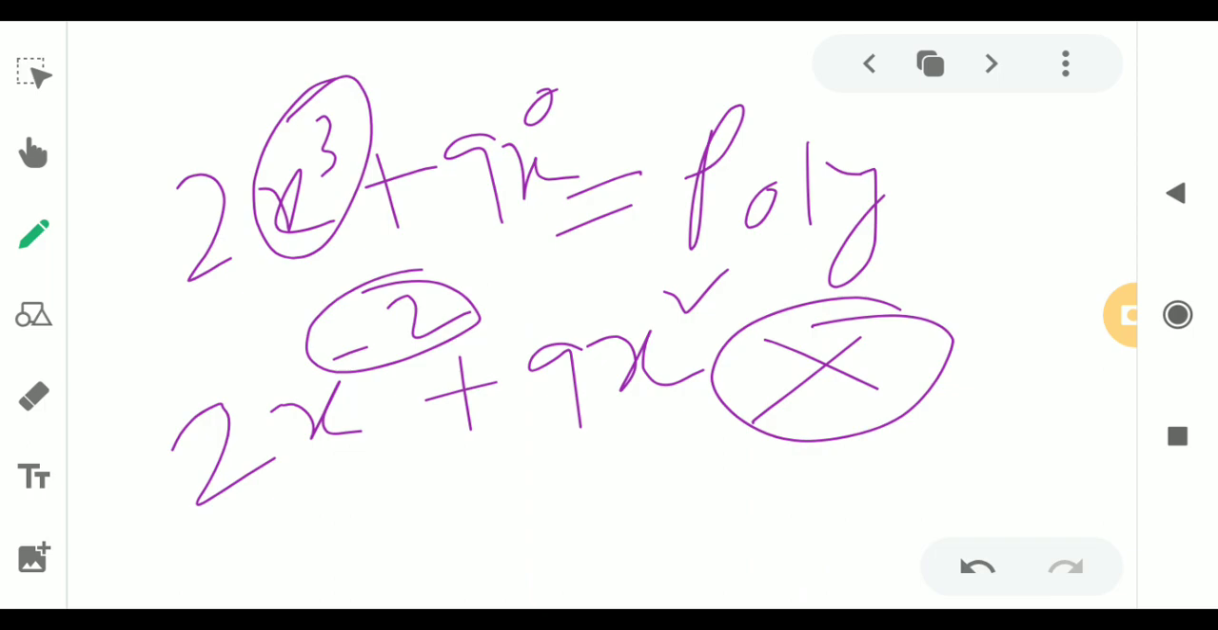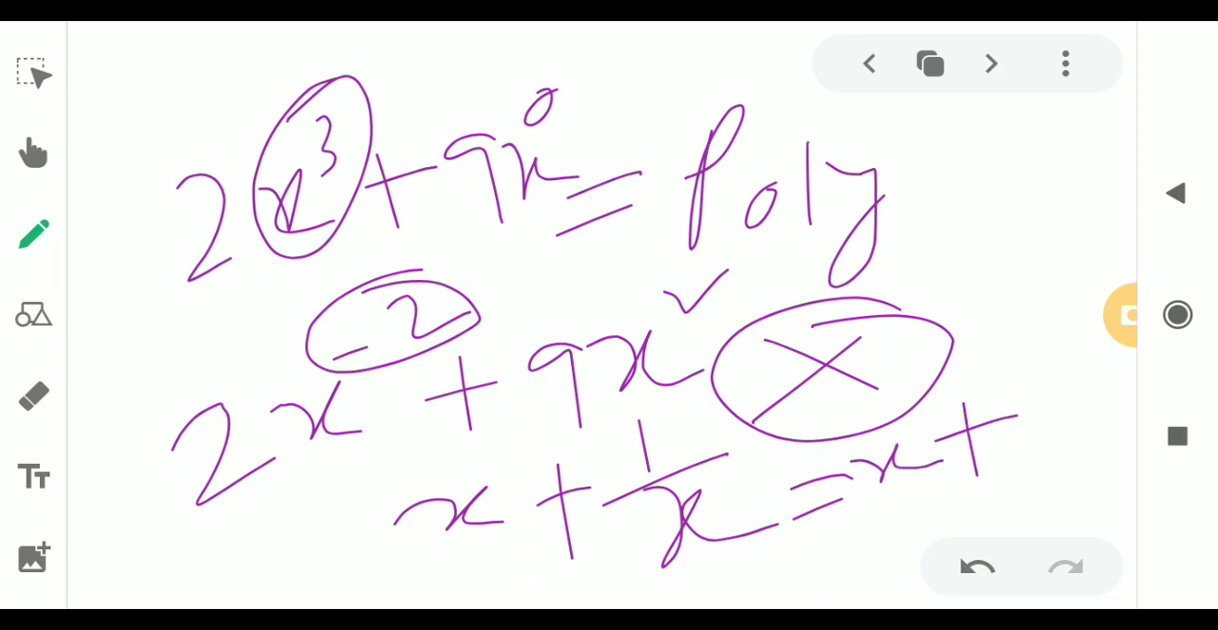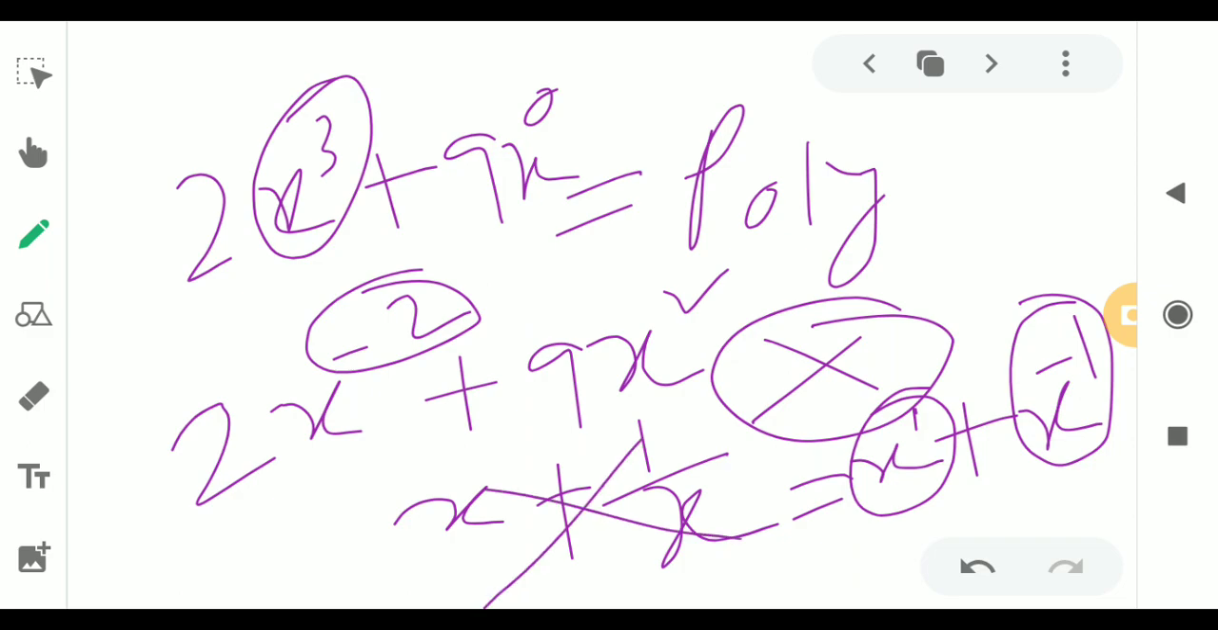Suppose if we write x plus 1 by x, is it a polynomial? See, x we can write as x, and 1 by x we can write as x to the power minus 1. So here x power is 1, so it's okay, but here it is not okay, because the power is negative. It should be a non-negative integer. So this is also not a polynomial.